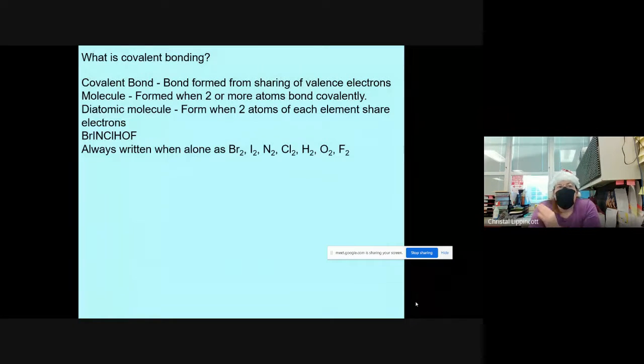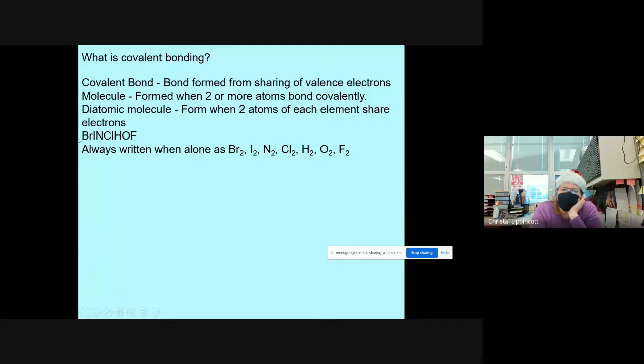Okay, so when these covalent bonds form, they're going to share the valence electrons. A molecule is what we're going to create here. This is formed when 2 or more atoms bond covalently. We do have diatomic molecules, and we've touched on those a little bit back when we were talking about elements, compounds, and mixtures, and how different things form, and we looked at a particle view of that. Now we're just going to identify them.